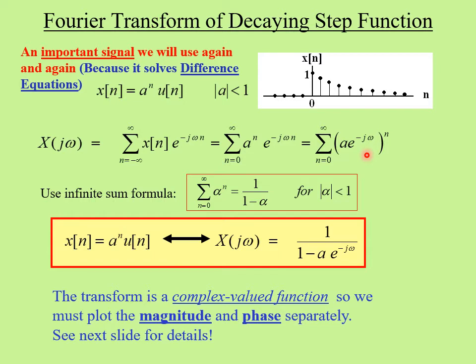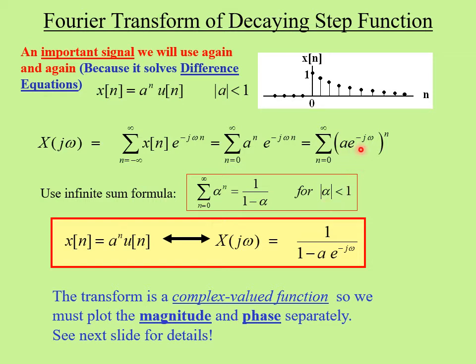Now the reason for this is that we can evaluate this summation here using the infinite sum formula, which again is something we explored back in chapter 1 homework. The infinite sum formula, recall, says that if you have some quantity alpha raised to the nth power, and you sum it from n equals 0 to infinity, then that sum converges to 1 over 1 minus alpha. And this is valid as long as the magnitude of alpha is less than 1.